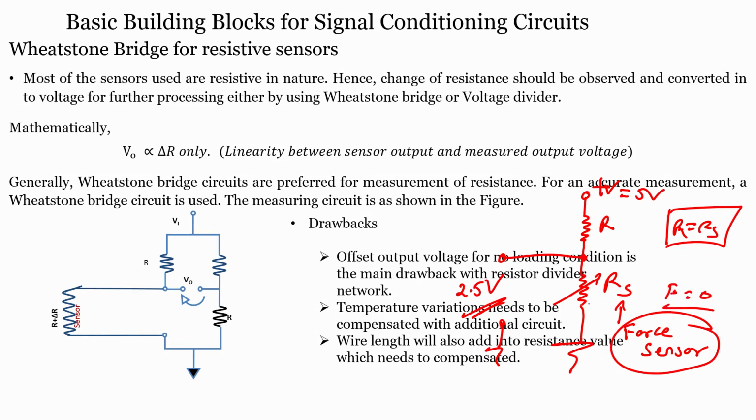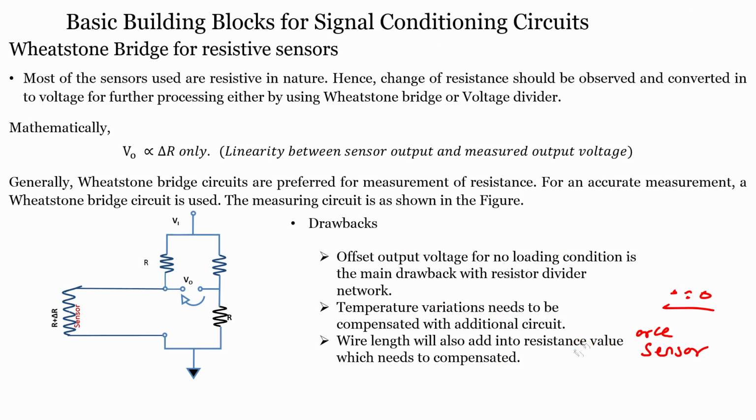When I change my force, this resistance value would change and this voltage value would change. But if you see, the total voltage that we apply, the supply voltage, is 5 volts, but our starting voltage here is 2.5 volts. Thus, the range will be from 2.5 volts onwards, that is almost half of 5 volts. That is why this kind of resistive divider network is not used, and we opt for the Wheatstone bridge, which is shown here.